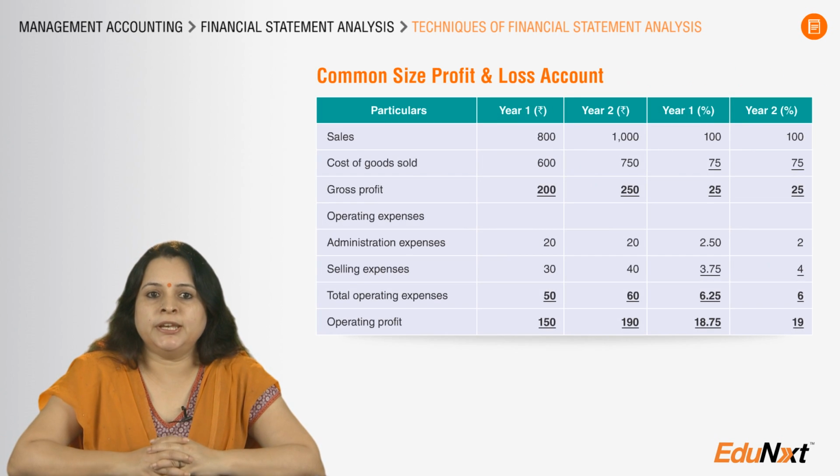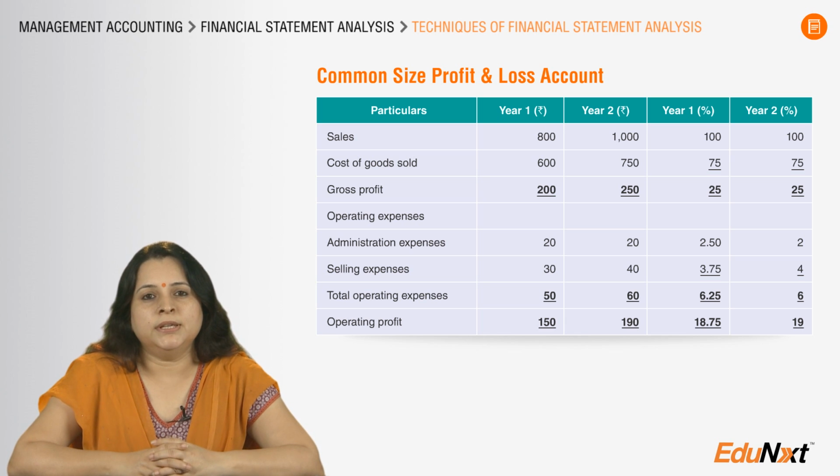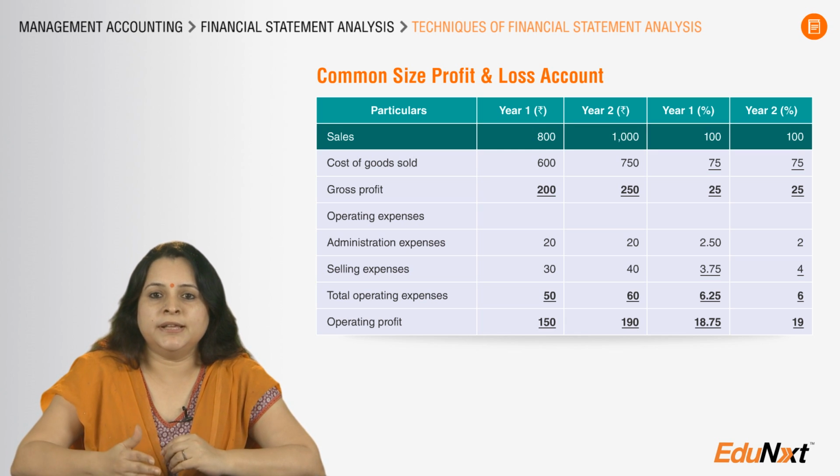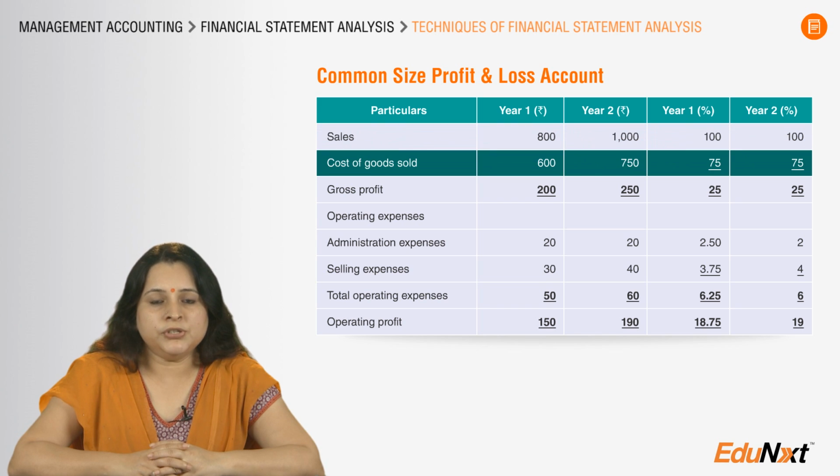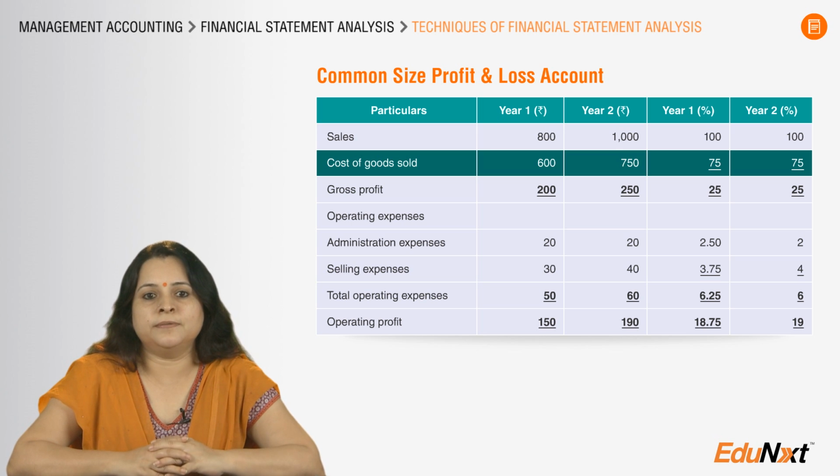What you see on your screen is the profit and loss account of a company for 2 years. Vertical analysis will highlight the following points. Sales has been considered as the base and all other items have been computed as a percentage of sales. Cost of goods sold for this company is approximately 75% of the total sales for the year.